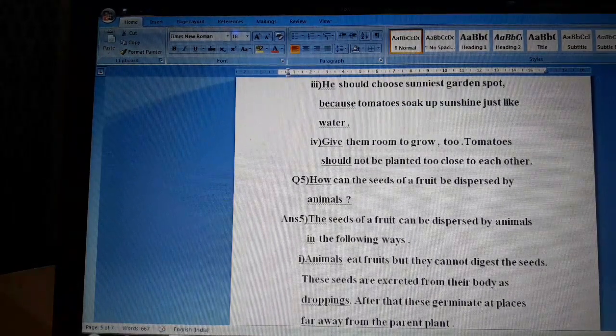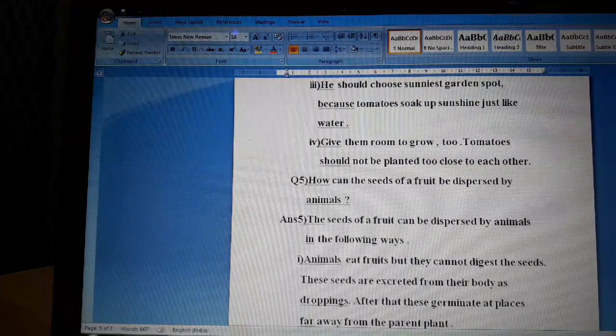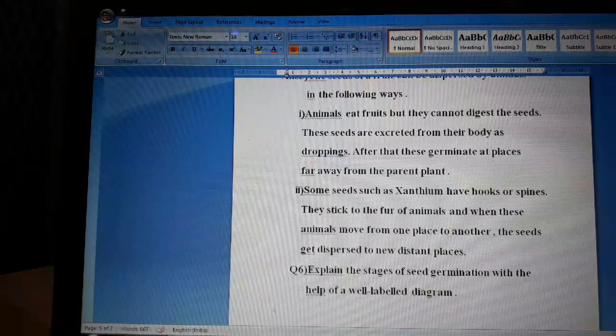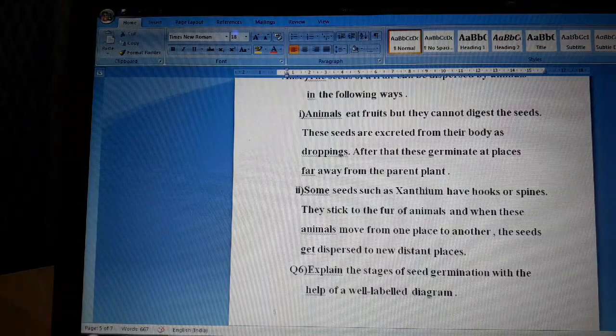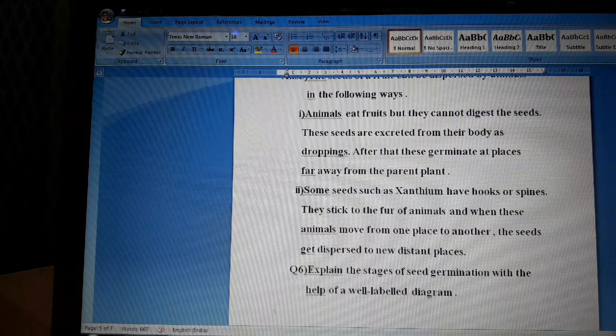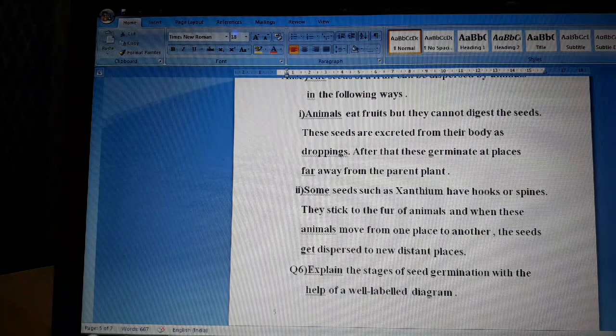Okay. The 5th question is, how can the seeds of a fruit be dispersed by animals? The seeds of a fruit can be dispersed by animals in the following ways. Animals eat fruits, but they cannot digest the seeds. These seeds are excreted from their body as droppings. After that, they germinate at places far away from the parent plant.